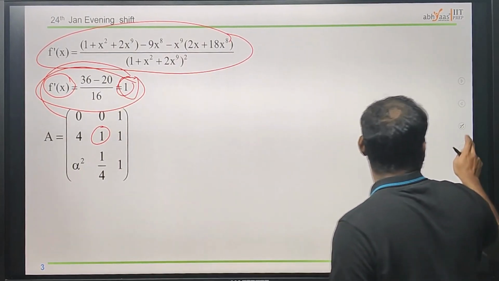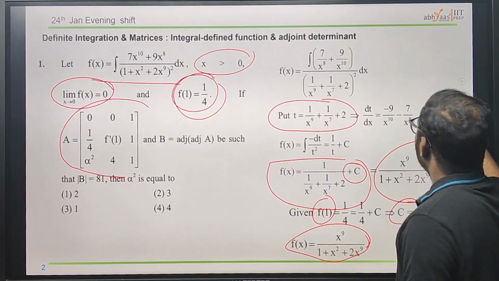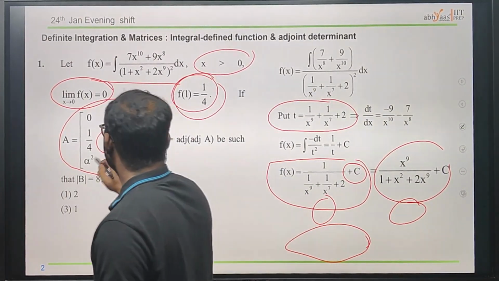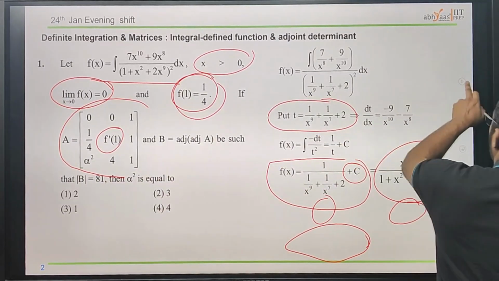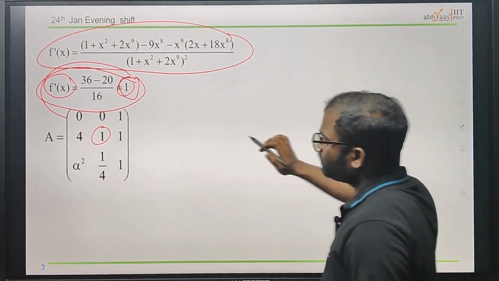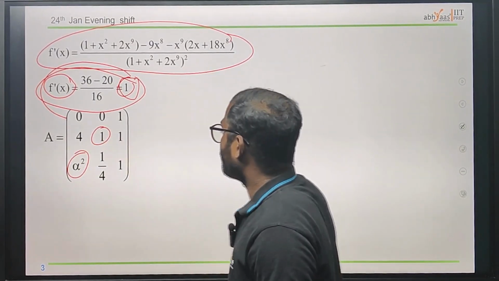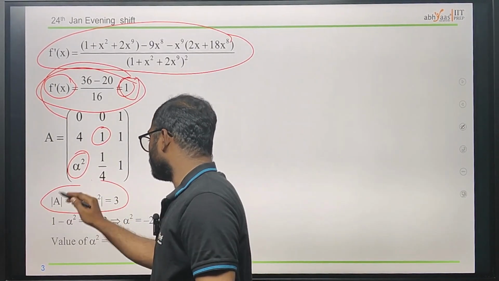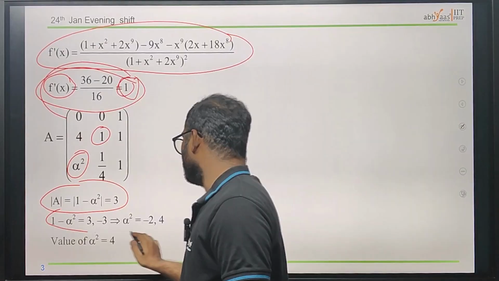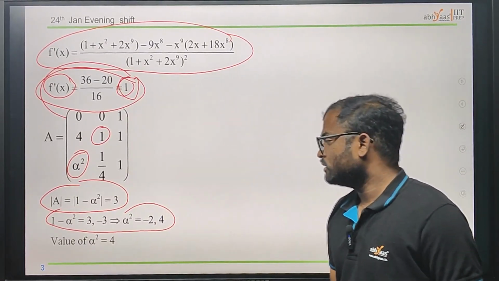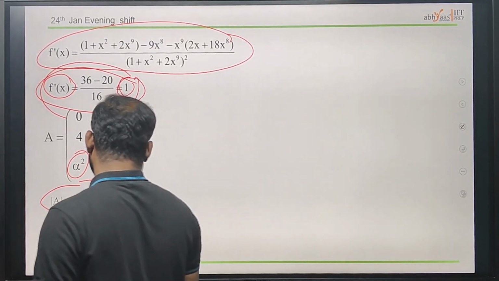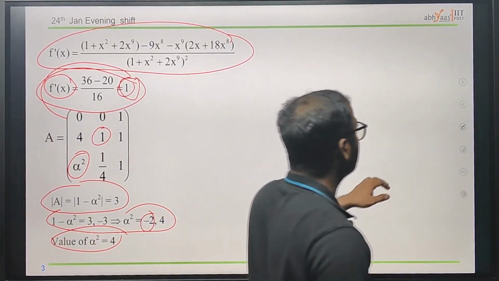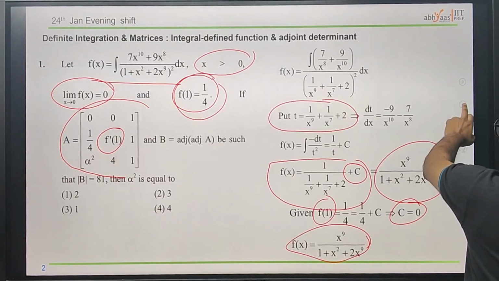Similarly, here we are just putting f dash of 1. In the next slide, we need to find alpha. After putting that in, it is easy to find the determinant by using the determinant formula. We can easily find alpha here. We will get minus 2 comma 4. Since we take alpha square, we will take alpha square is equal to 4, which is the answer.